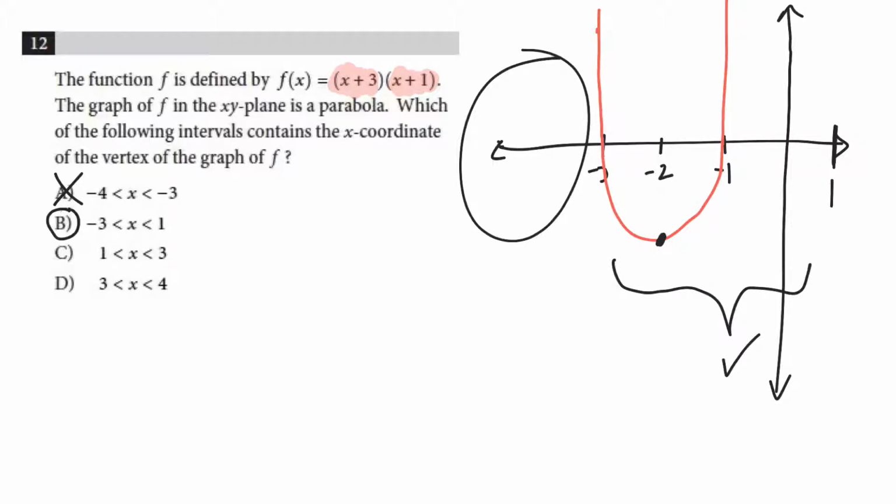Let's look at the rest of them. 1 and 3. Well, 1 and 3, that's going to be over there on the right. That's not possible. And between 3 and 4, that's also to the right. So our solution is B.